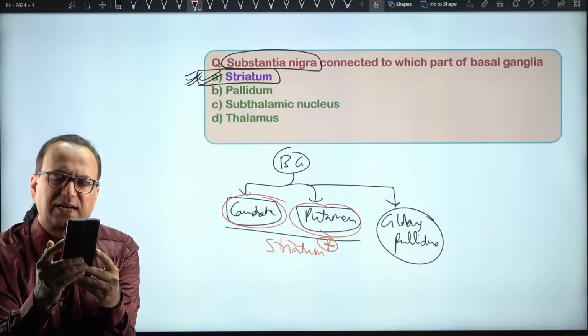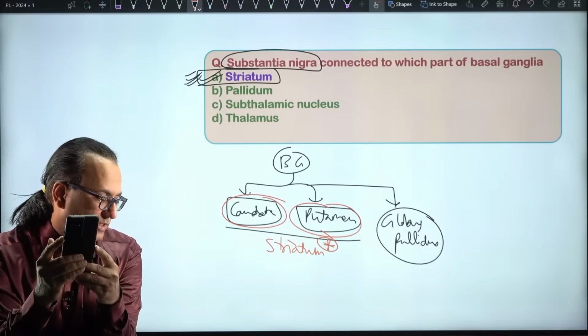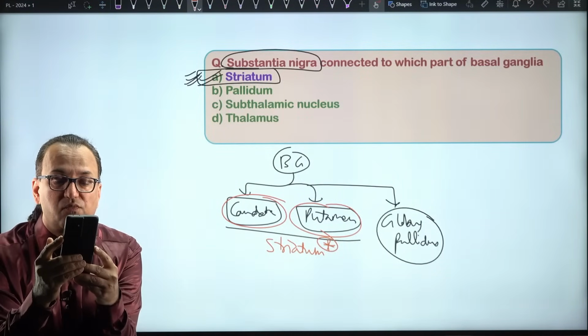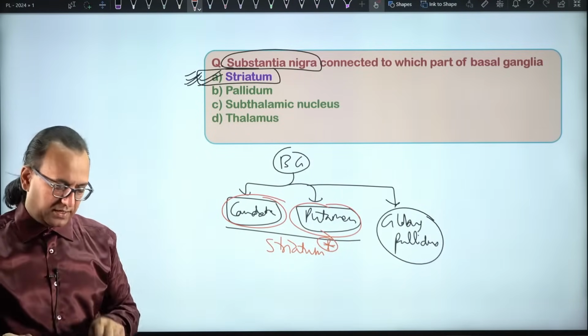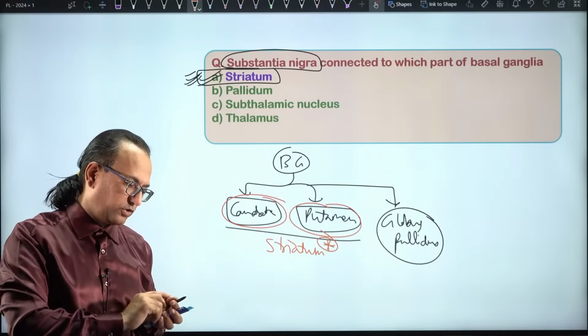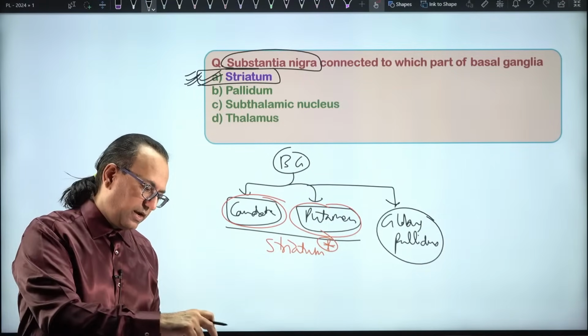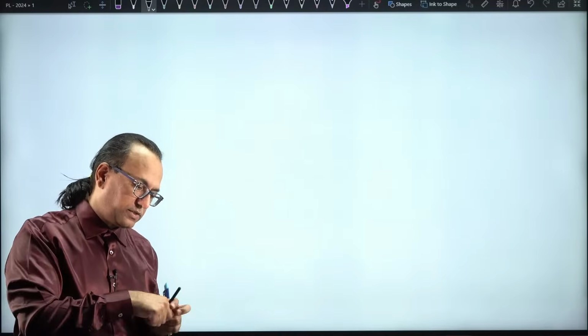Cross section of cerebellum, that is a different question. Or was it this same question, substantia nigra? It was image based. This question I have got. Yeah, so I think you are talking about another question, and maybe this question, but it was not in this format, it was in another format.